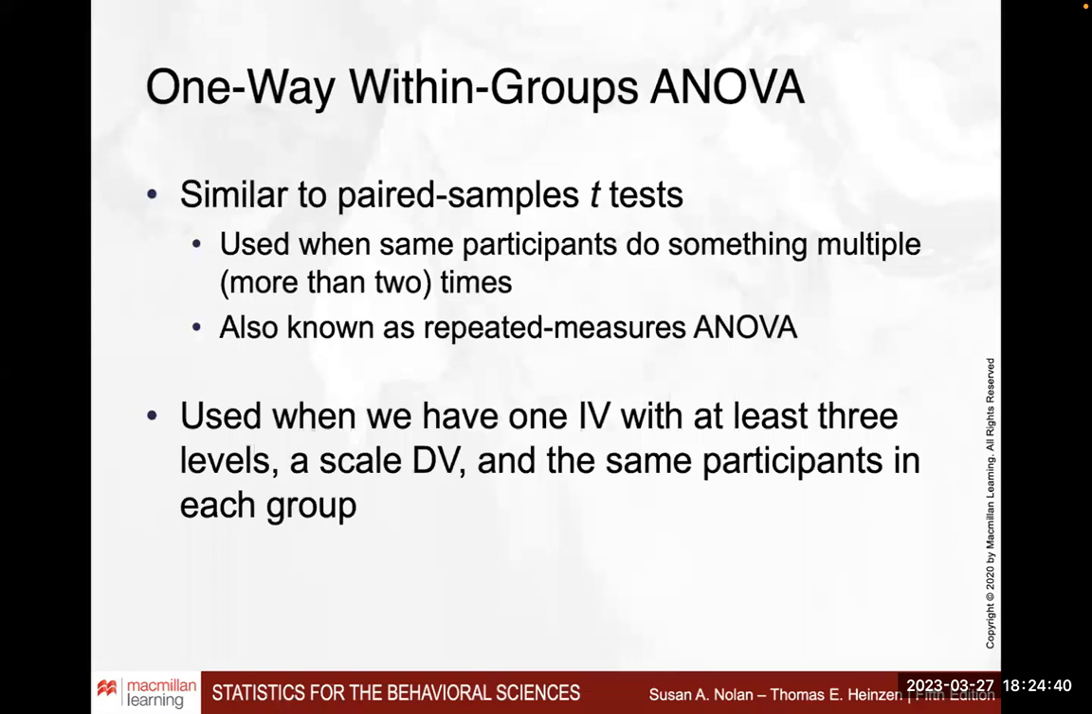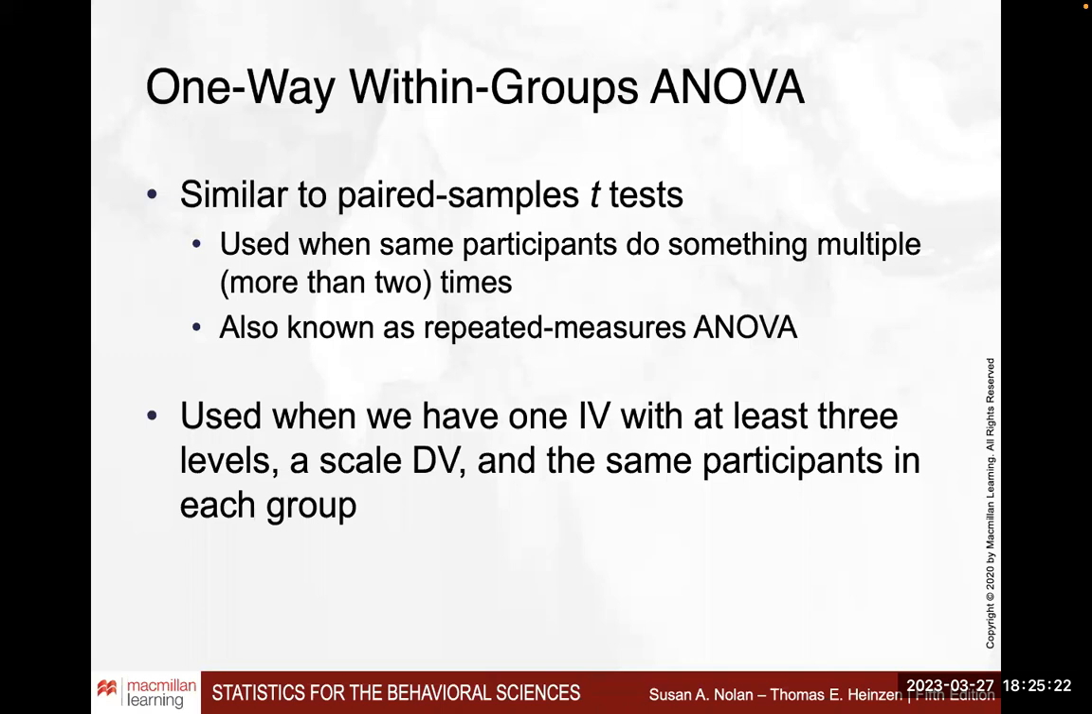So if you decrease the denominator by taking out the subject variability, the differences between the subjects within your groups, for all the groups, you end up with the true within groups variance. As a consequence, you put the emphasis on the between groups variance. The concept is the same as the paired sample t-test. You use it when the same participant goes through multiple conditions. A synonym for it is the repeated measures ANOVA.